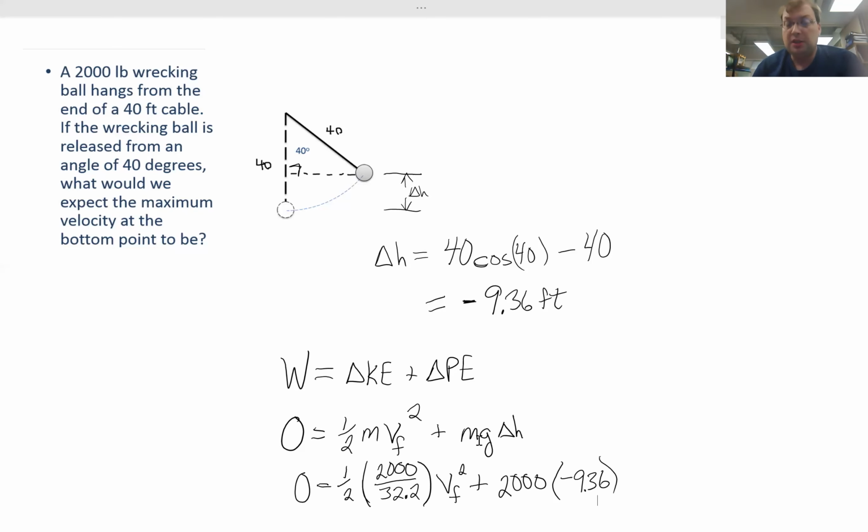As a result of solving this through, we find that our final velocity is approximately 24.55 feet per second. And that provides us a methodology for finding final velocity as a result of a change in height, or a change in potential energy.